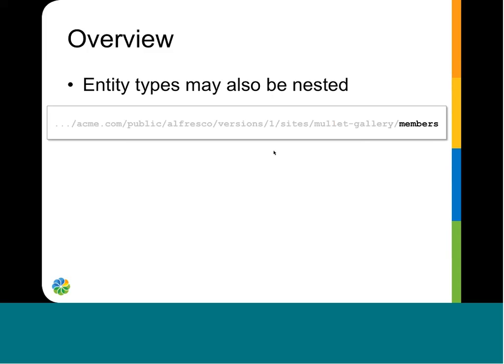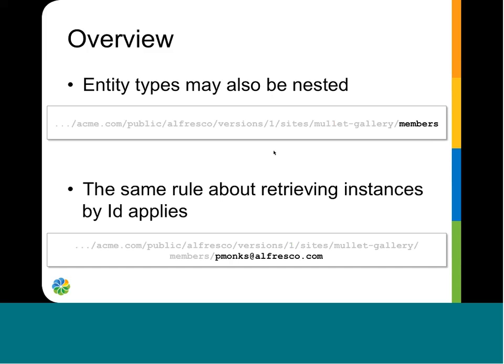We can also nest entity types. There are some cases where there is related data, and here the example I'm using is that a site has members, and members are people. So this Mullet Gallery site may have a member, that is myself. The idea is that we can nest these connections as deep as we wish in order to expose the data that the server contains in a really accessible way.